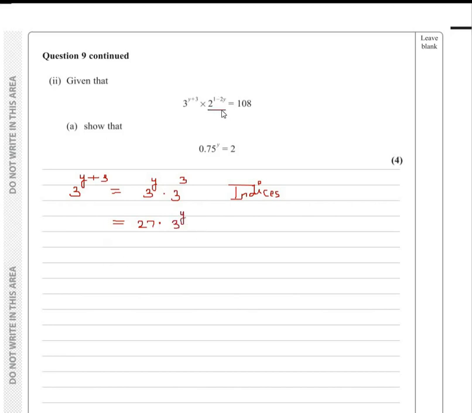Same thing we are going to do for the next one. So it becomes 2 to the power of 1 minus 2y, which could be written as 2 to the power of 1 times 2 to the power of negative 2y. So this can also be written as 2 raised to 1 is 2, and here this is 2 to the power of negative 2 raised to y. So it becomes 2 times 2 raised to negative 2.